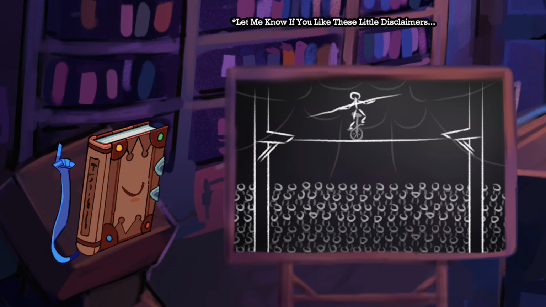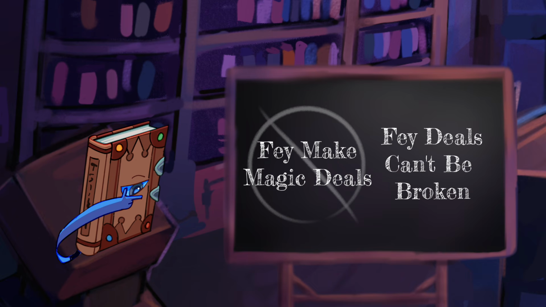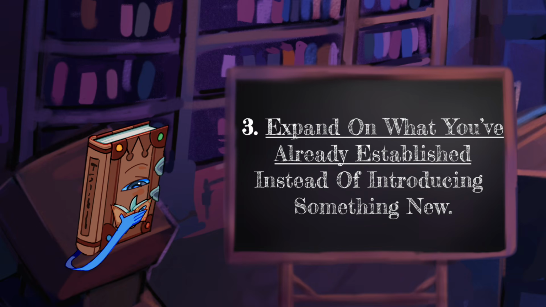As long as the players clearly understood one of the Fey's limits, and those limits stay consistent, then that tension will have a payoff. So, rather than saying Fey make magic deals, say deals made with Fey can't be broken, not even by Fey themselves. And that example brings us to the third step of how to effectively use Fey, and it's potentially the most important. Expand on what you've already established instead of introducing something new.